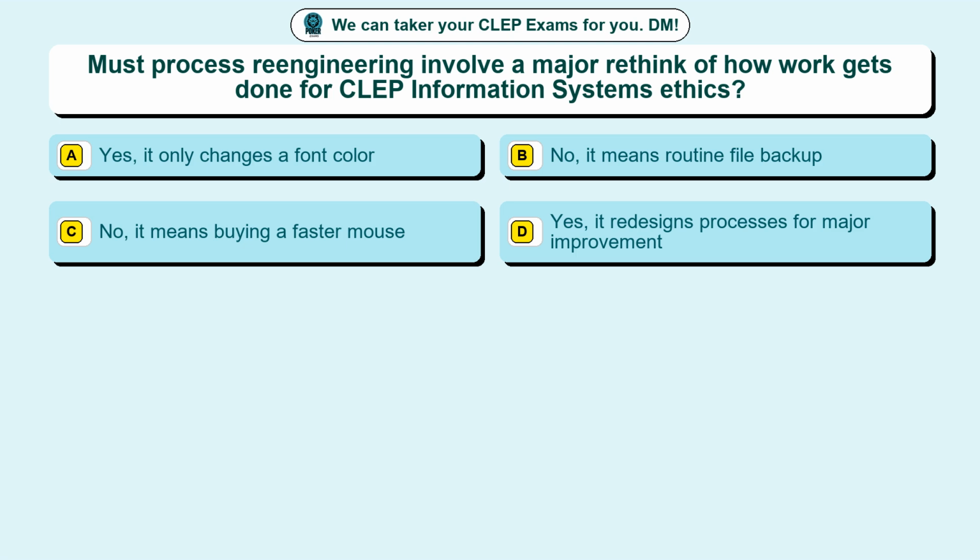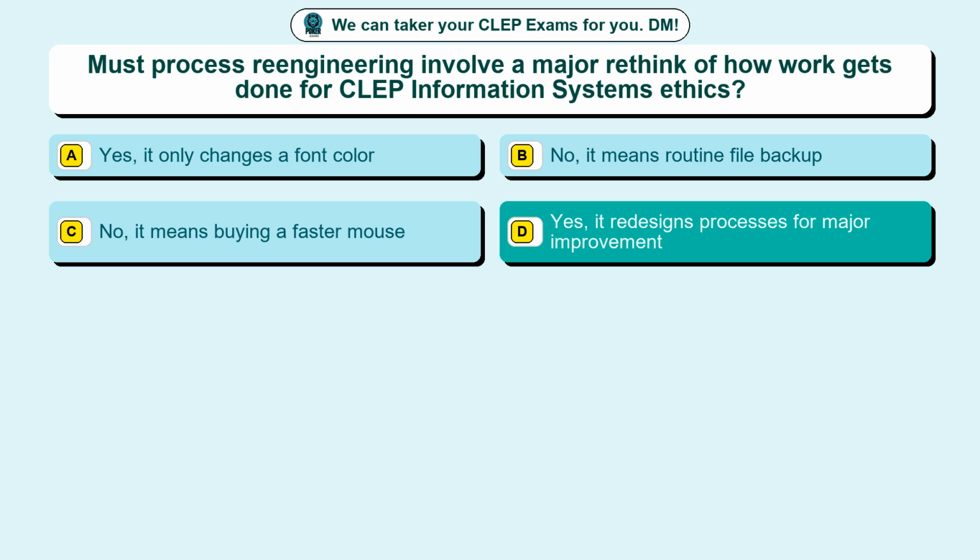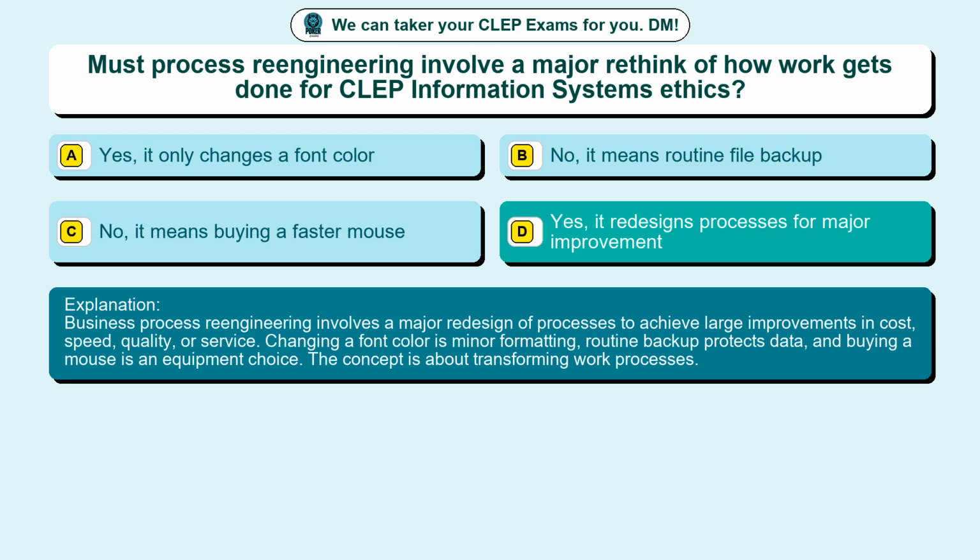Option D. Yes, it redesigns processes for major improvement. The correct answer is option D. Yes, it redesigns processes for major improvement. Business process reengineering involves a major redesign of processes to achieve large improvements in cost, speed, quality, or service. Changing a font color is minor formatting, routine backup protects data, and buying a mouse is an equipment choice. The concept is about transforming work processes.